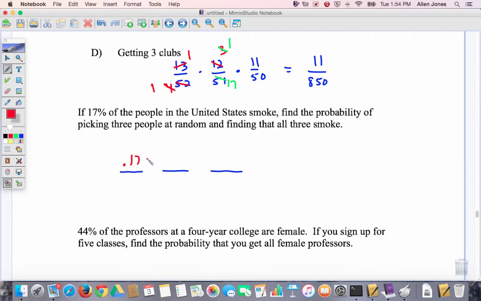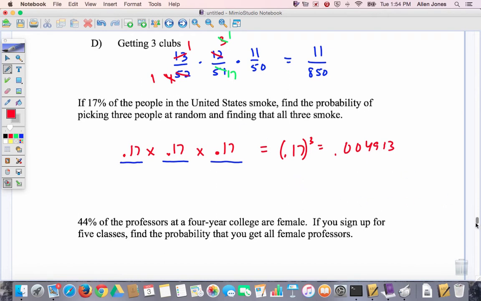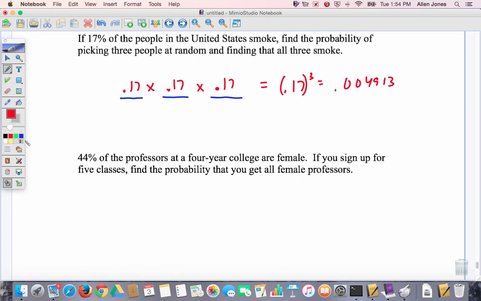The probability the first person smokes is 17%, or 0.17, times. Now our percents, if I select one person here and one person there, that percent doesn't change from one person to the next. The probability the second person smokes is also 17%, which means the probability the third person smokes is also 17%. Once again, those percentages from one individual to the next don't change. That's the same thing as 0.17 to the third power, and that winds up being 0.004913.